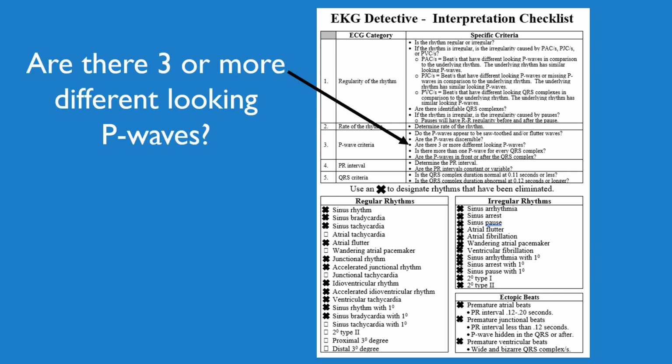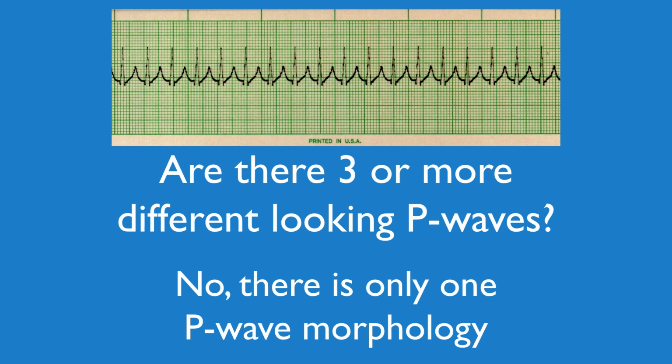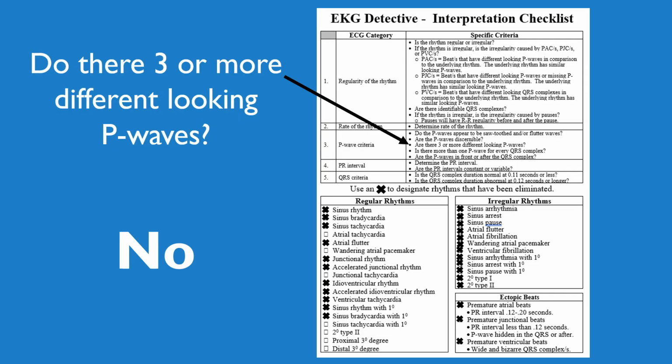The next question in the P waves is if there are 3 or more different looking P waves. So when we look at our example here, all of our P waves that we can see all have the same morphology. So there are not 3 or more different looking P waves in this rhythm. There's only actually one P wave. So going to our checklist, since we don't have 3 or more P waves, that's going to allow us to eliminate wandering atrial pacemaker.